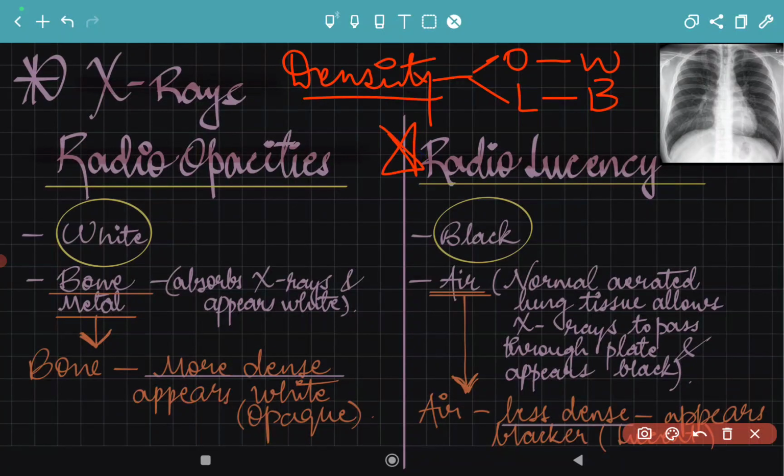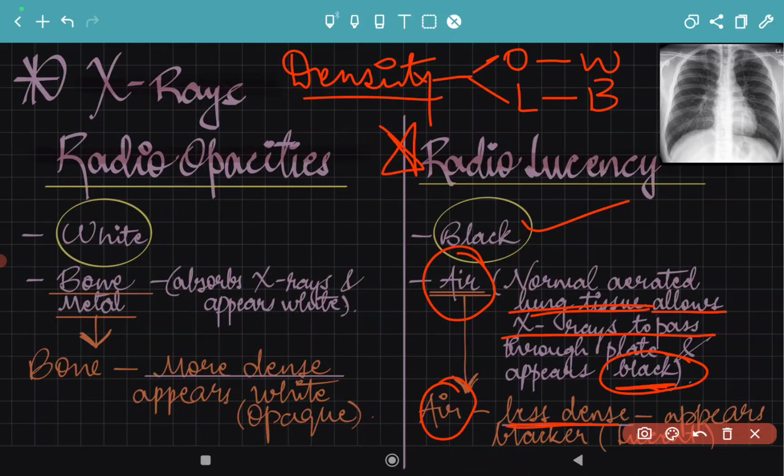Now let's see radiolucency. So lucent means black, and on normal X-ray, which is normal aerated lung tissue, the presence of air will allow those X-rays to pass through the plate and appear black. It will not absorb. Instead, it will allow the X-rays to pass through the plate and hence will appear black. That is lucent. And now, as we know, air is less dense. Air has less density, and that's why it will appear black or lucent or darker.